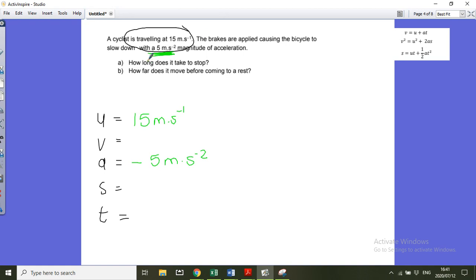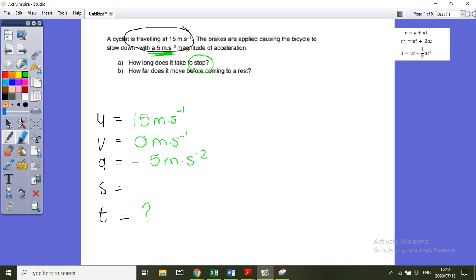And they're asking us, how long does it take to stop? So that's the only information we have. Now you had to read into this question that they're asking us for stopping. So if they say to stop, you should realize that the final velocity is then 0 meters per second. And the time is what they're asking us for.